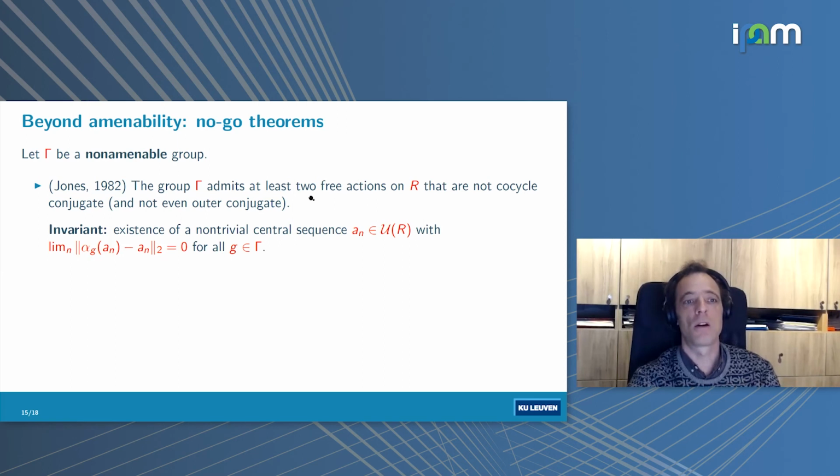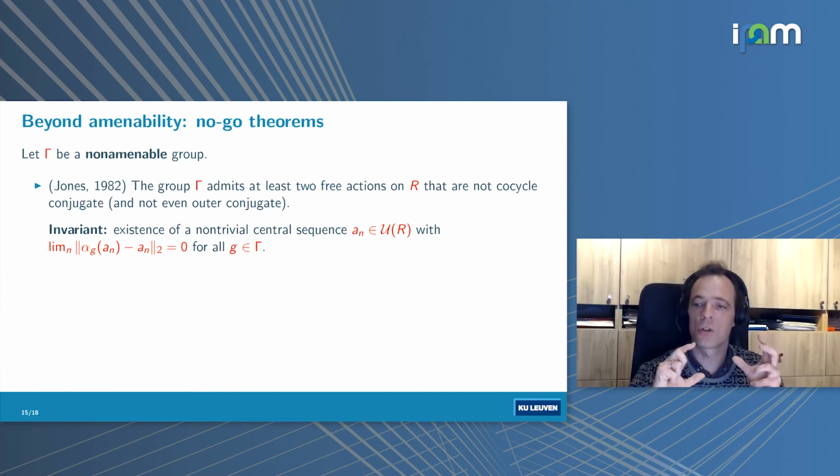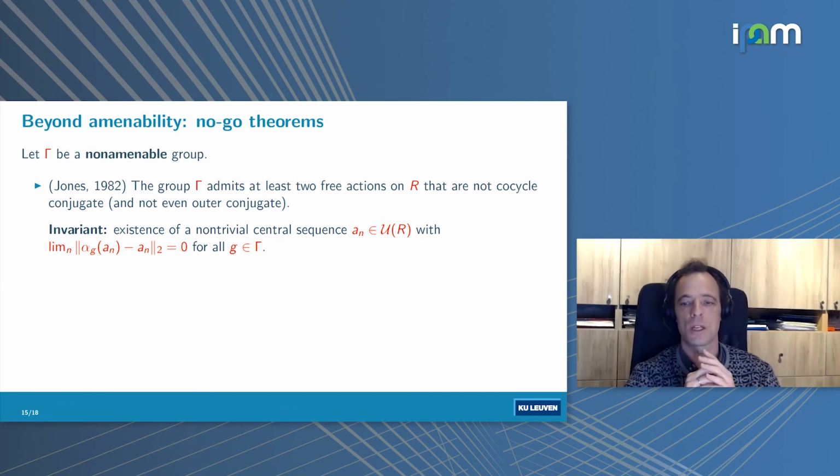non-amenable, there are at least two actions on the hyperfinite II_1 factor that are not co-cycle conjugate. They are not even outer conjugate. Outer conjugacy is a bit weaker. It's just saying that you can conjugate the one so that it is equal to the other up to an inner automorphism, but you don't require the inner automorphism to satisfy the co-cycle relation. Yeah, but you can read outer conjugacy as co-cycle conjugacy if you prefer.